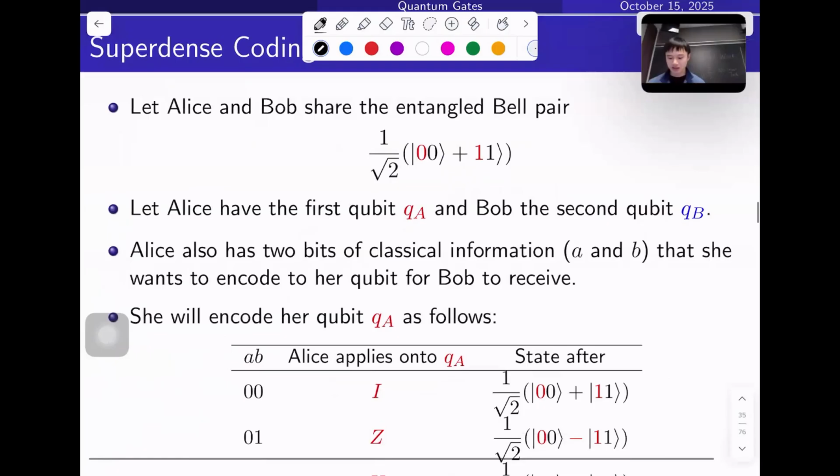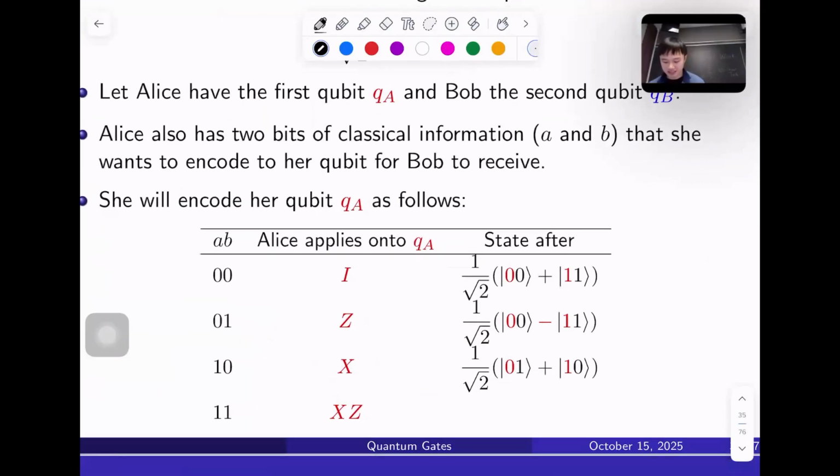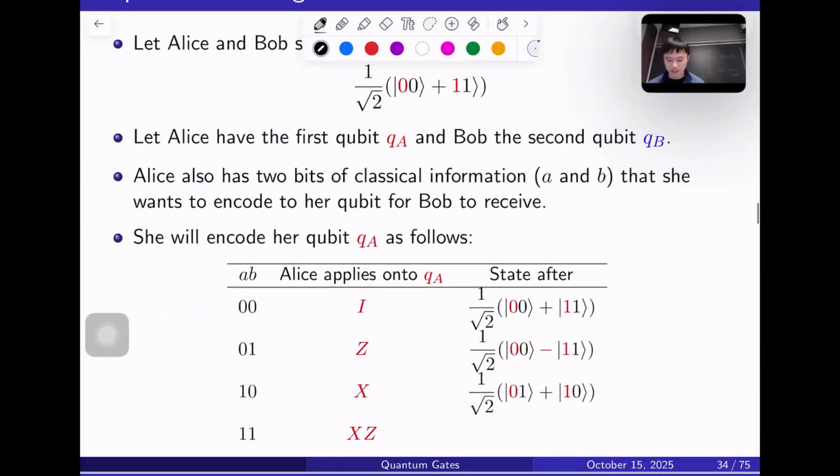And then doing something similar, if we have an X and we apply it to our starting state, we're going to get this. Can everybody see this, or should I go through it in more detail?